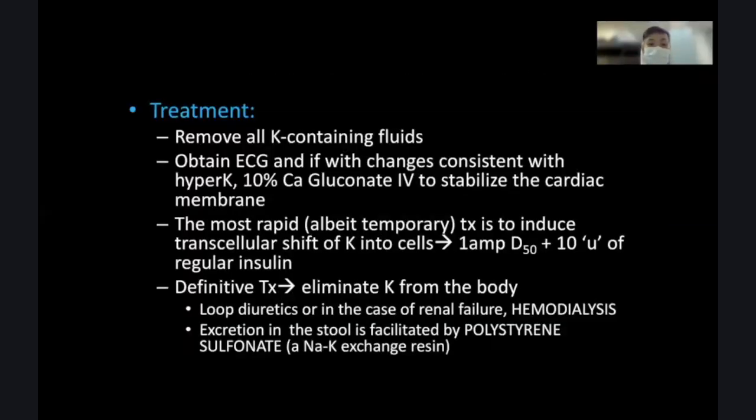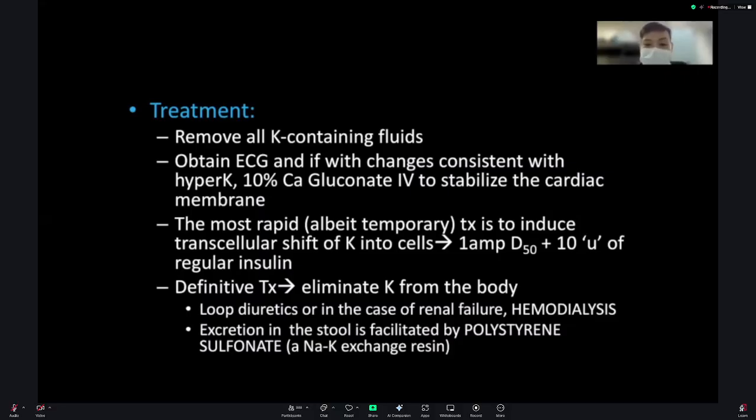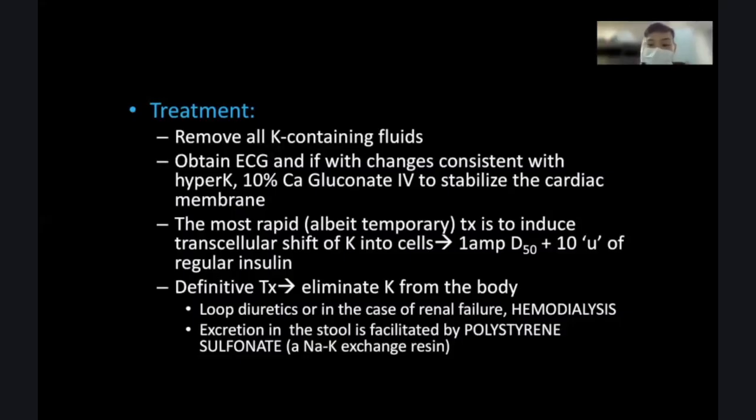Treatment: of course, you have to remove all potassium-containing fluids. Which fluids on our table have no potassium? Your NSS and your D5 water. The rest have potassium. Obtain an ECG, and if there are changes consistent with hyperkalemia, you give 10% calcium gluconate IV to stabilize the cardiac membrane. The most rapid treatment is to induce transcellular shift of potassium into the cells. You give D50-50, one amp, then 10 units of insulin.